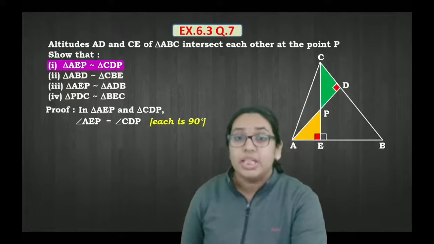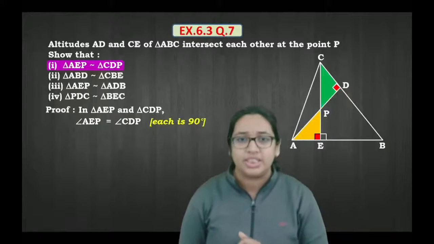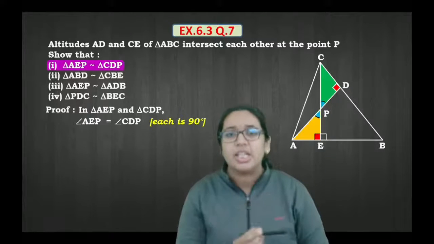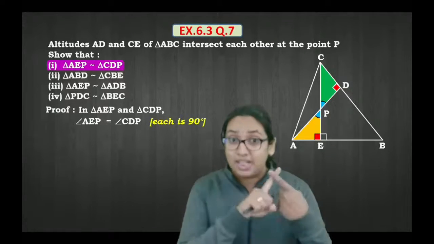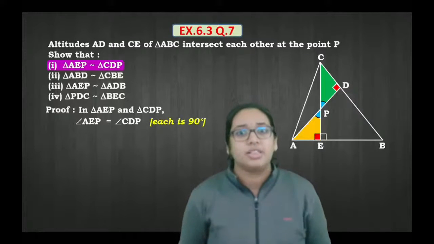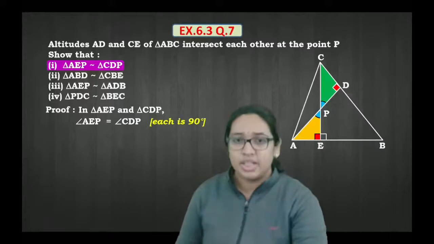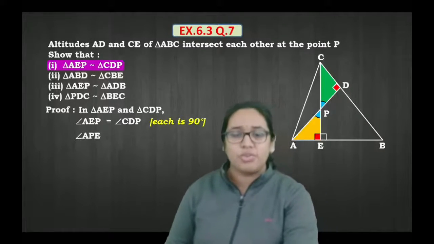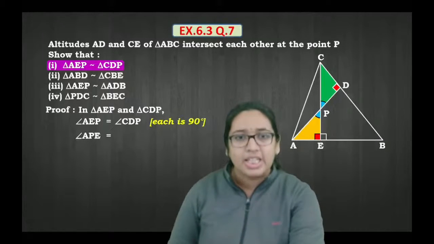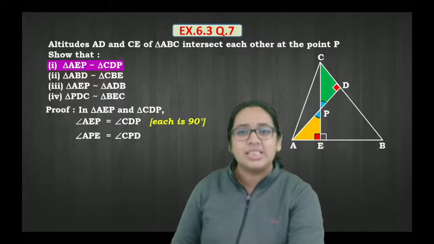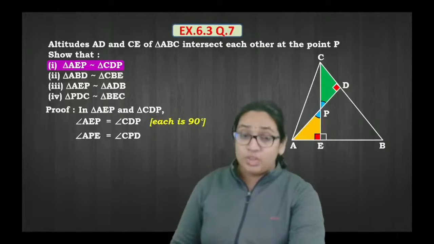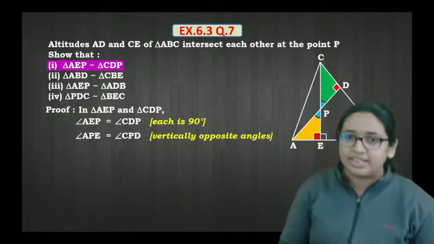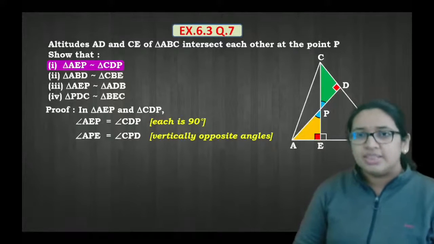Yes? Okay. Now we'll talk about this triangle. We can see that CPD and APE are making an X shape, right? The X shape is nothing but they will be opposite angles. And we know that opposite angles are equal. So we can say that the measure of angle APE is the same as angle CPD. What will be the reason for it? It is nothing but vertically opposite angles. Getting this one? Do you understand, student?